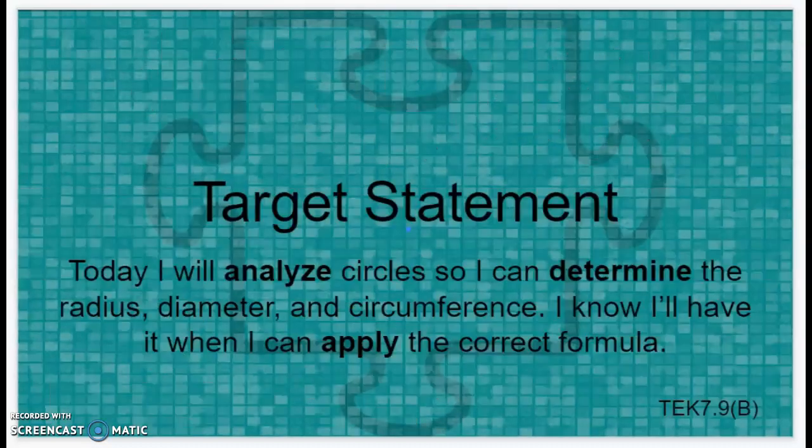So our target statement is: today I will analyze circles so I can determine the radius, diameter, and/or circumference. I know I'll have it when I can apply the correct formula. Every single one of them has a formula in order to determine how to solve for that particular part of a circle. And that's what this lesson is about. It's reviewing the radius and diameter, which are different parts of a circle, including the circumference. And we're going to go over that.